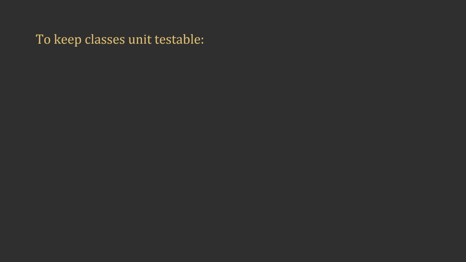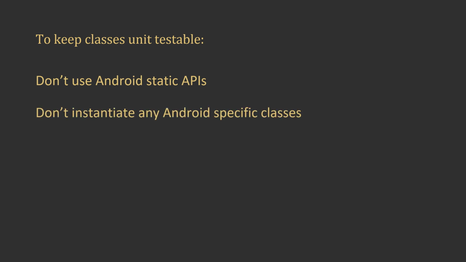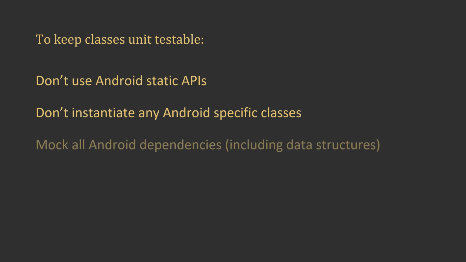To summarize, if you want to keep a class unit testable, then don't use Android specific APIs. Don't instantiate any Android specific classes, and mock all Android dependencies, including the data structures. If you think about this for a moment, it's not that bad.